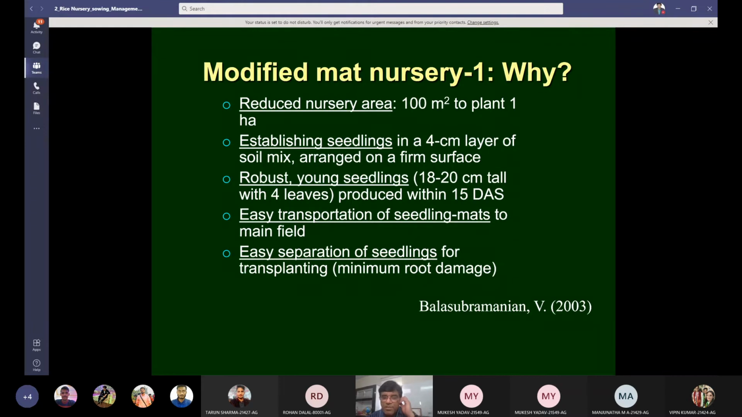So minimum root damage. Why does it happen? Because your soil mixture has certain material which the roots do not stick to. There is no very tight bonding between soil and seedlings. Therefore, uprooting of the seedlings becomes easier.